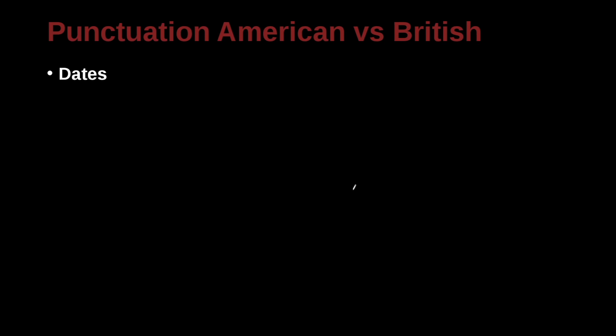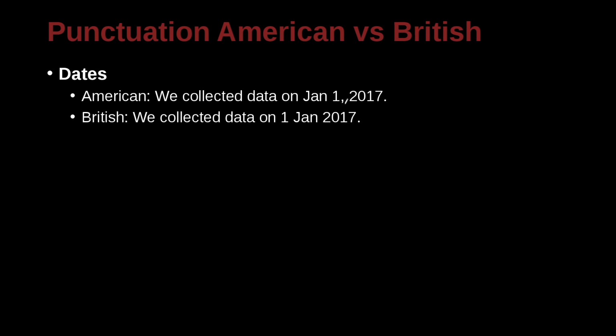Let's look at some other differences, and that would be in dates. Here we have the American common usage of the date, which is, for example, January 1, comma, 2017. No space before the comma, one space after the comma. In the British approach, we would reverse things a little bit, and we'd have, we collected data on 1 January 2017. No comma there at all. There's no comma any place, right? And we put the day first.